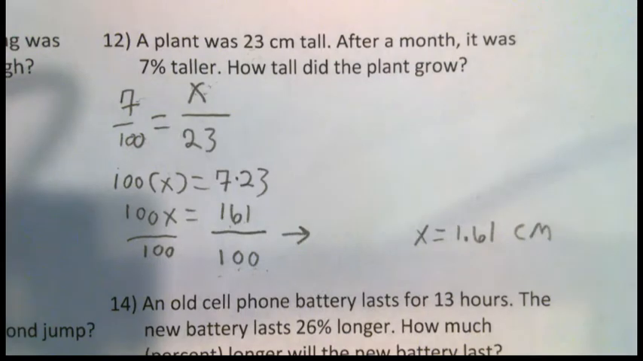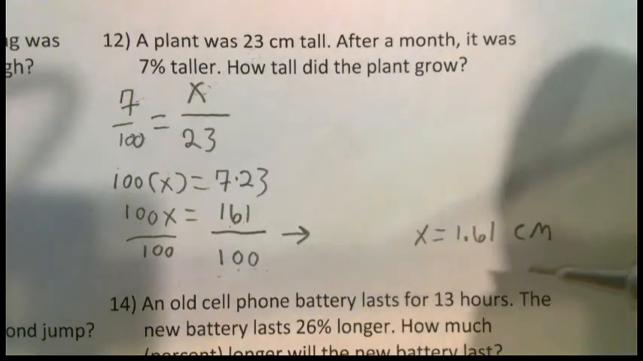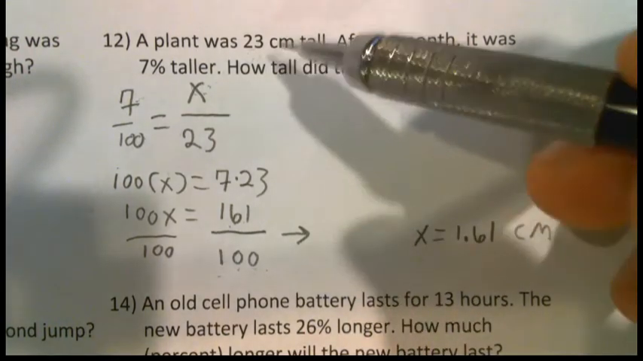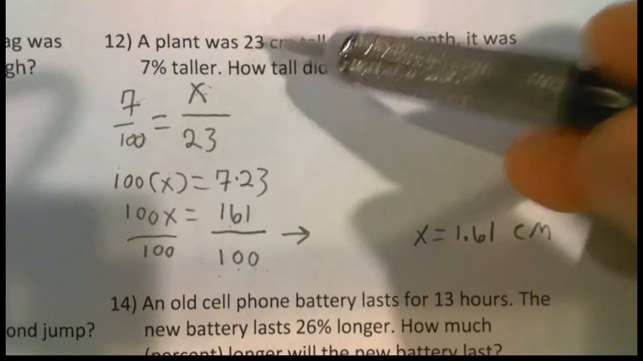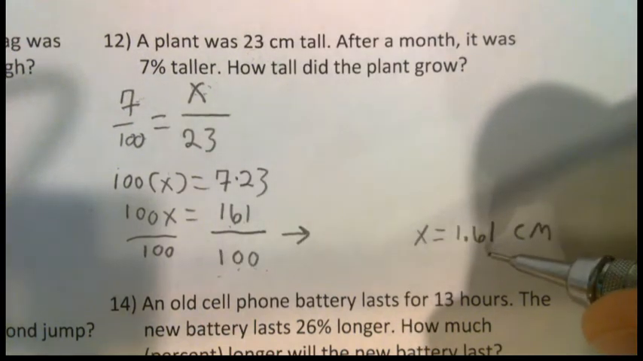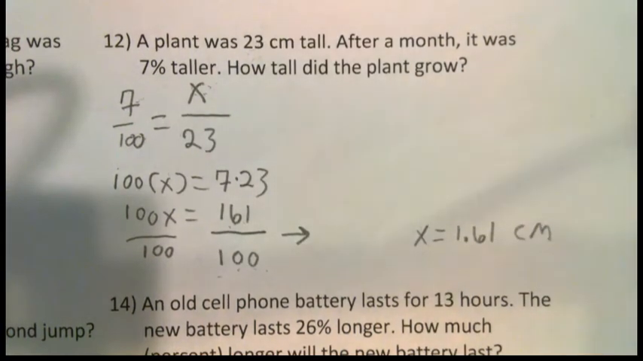Again, this is how much the plant grew. It is not the new height of the plant. So if you wanted the new height of the plant, you could add the 23, the original height, plus the 1.61. That will give you the total height after the month.